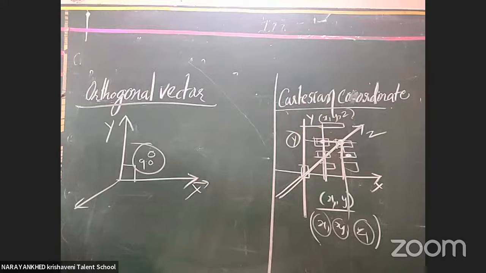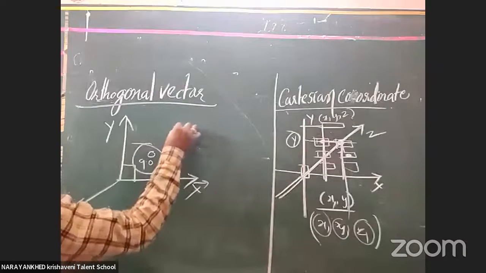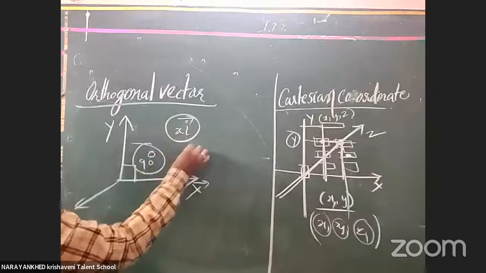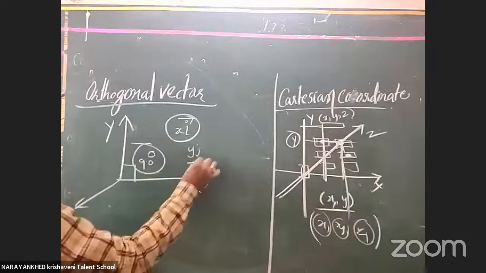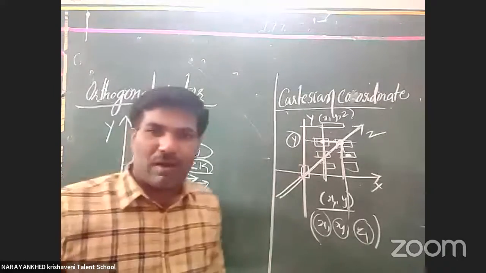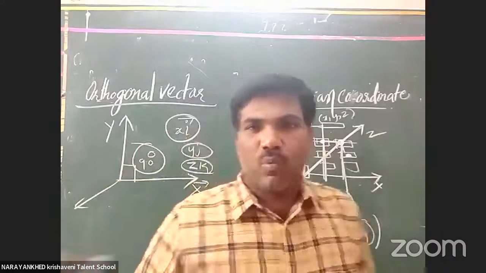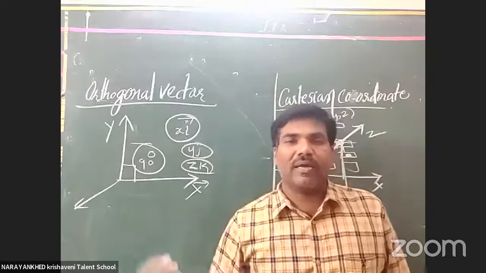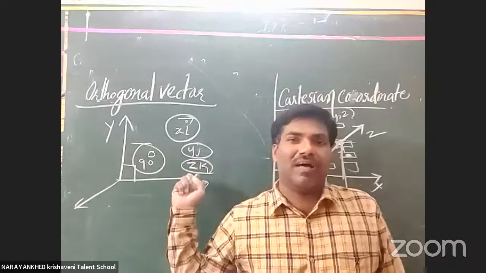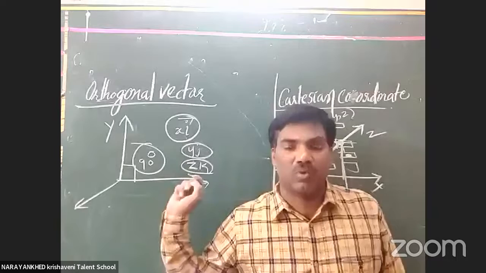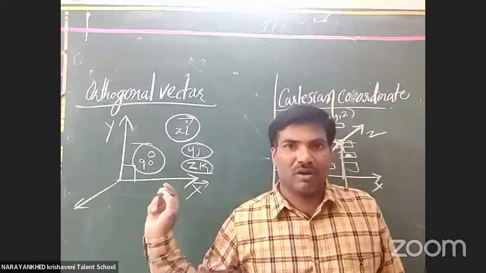Orthogonal vectors. Suppose x î is one of the vectors. The vectors along the y-axis, ĵ, and the z-axis, k̂, become what? Orthogonal vectors. Why? Because we already discussed that the x, y, z axes are each exactly perpendicular to the others. That's why the vectors along the x-axis, y-axis or z-axis are called orthogonal vectors.